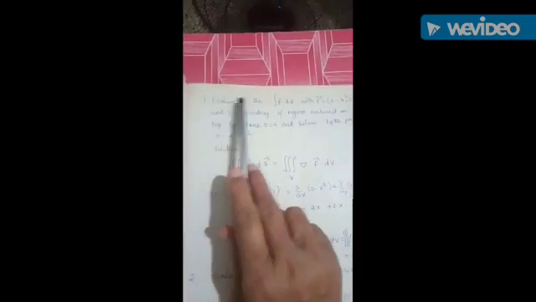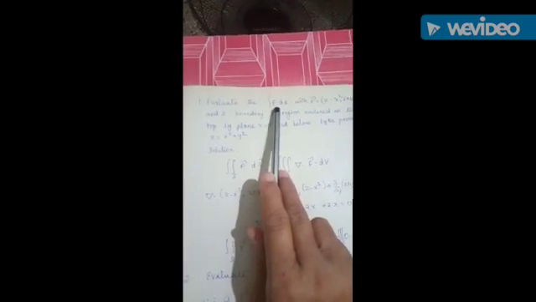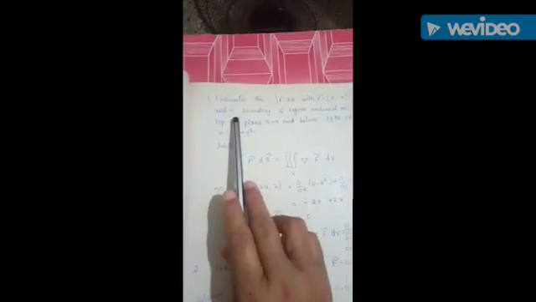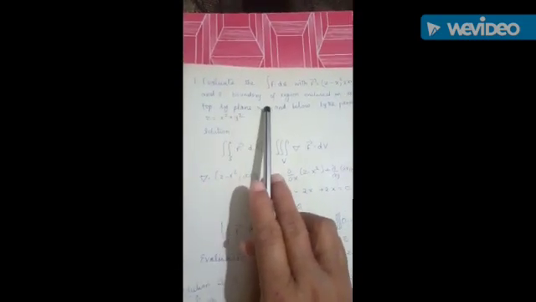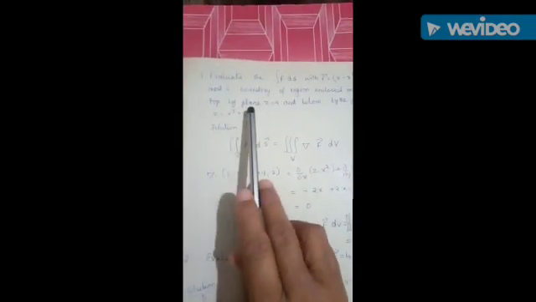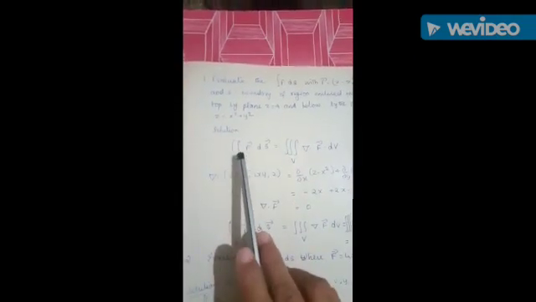Now example 1. Evaluate the surface integral of F dot dS, with F = (z − x²)i − 2xy j + z k, and S the boundary of the region enclosed at the top by the plane z = 4 and below by the paraboloid z = x² + y².